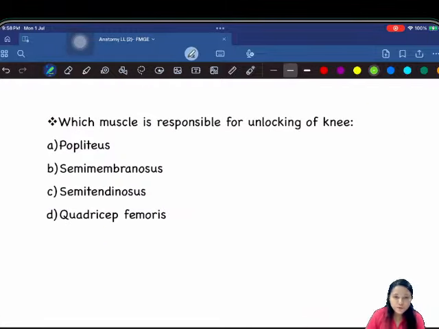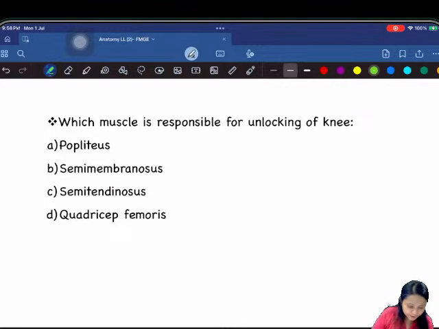So the next question, I hope you can answer this. Which muscle is responsible for unlocking of the knee? They have given semimembranosus, semitendinosus, quadriceps femoris and popliteus. So which muscle will it be? Anyone? I want the answer in the chat box. It's very easy. We have just studied locking and unlocking. So what is the answer? Unlocking of the knee joint is produced by which of the following muscles?